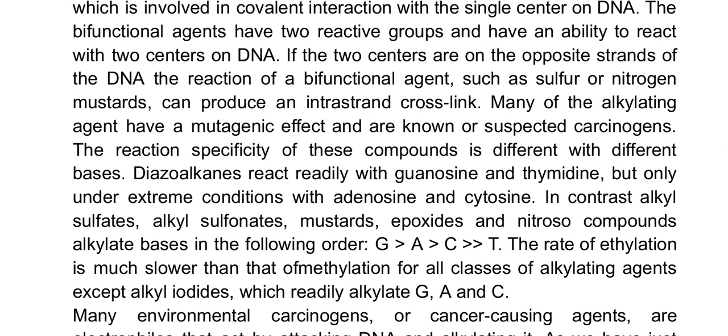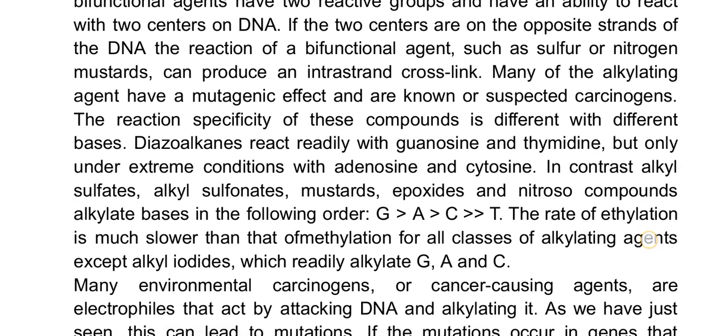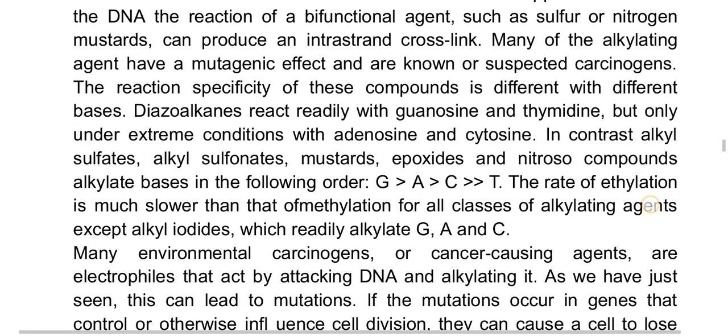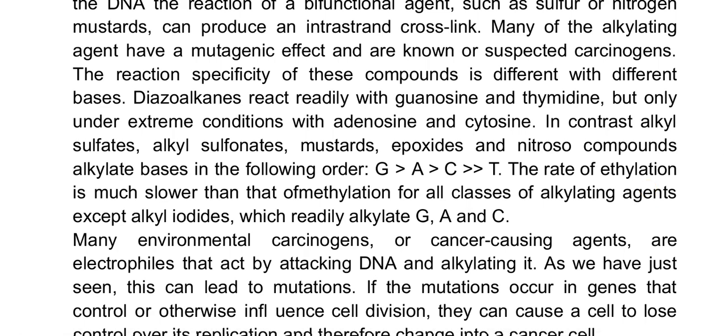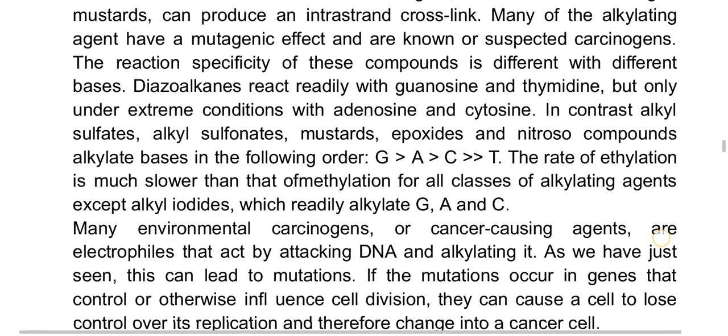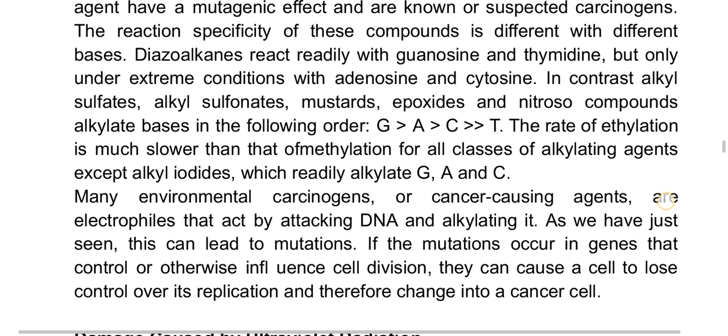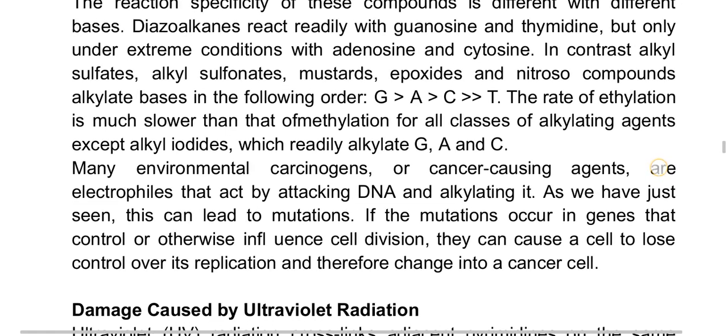Many of the alkylating agents have a mutagenic effect and are suspected carcinogens. The reaction specificity of these compounds is different for different bases. Diazoalkyls react readily with guanosine and thymidine but only under extreme conditions with adenosine and cytosine. In contrast, alkyl sulfates, alkyl sulfonates, mustards, epoxides, and nitroso compounds alkylate bases in the following order. The rate of ethylation is much lower than that of methylation for all classes of alkylating agents except alkyl iodides, which readily alkylate G, A, and C.